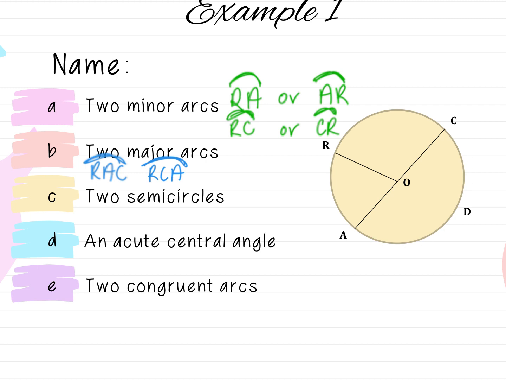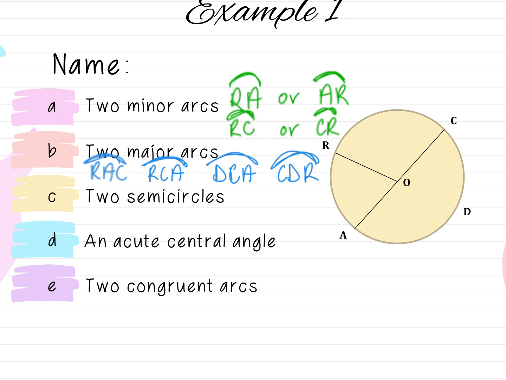Anybody else have more? There's a lot of other ones. Yeah? Okay, we have DCA. This is an arc. All right, DAC or DCA. Good, that's a major arc. Okay, point D is right here. Who can give me another one? William, you were going to say something? CDR. Okay, CDR. Good. Anybody else have something else that they want to just double check? No? Okay, those are fine.